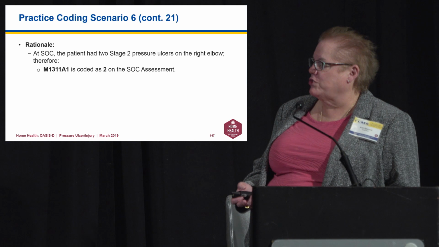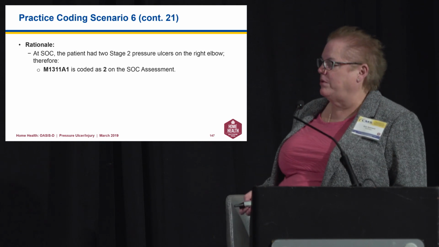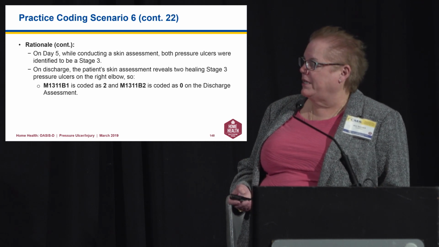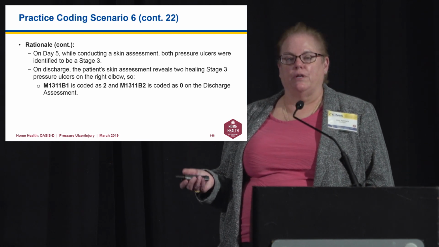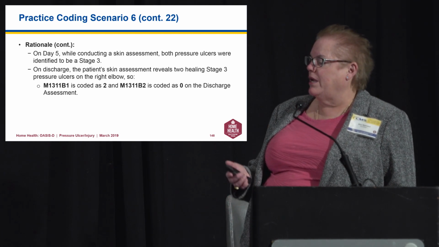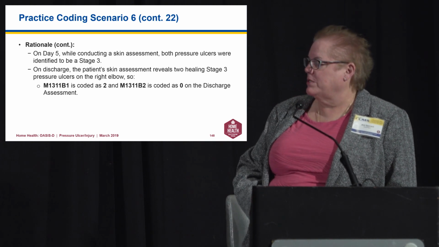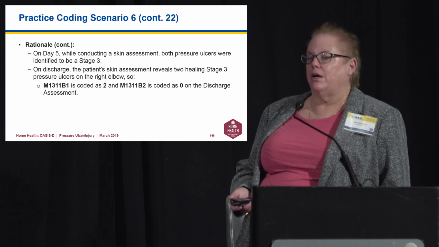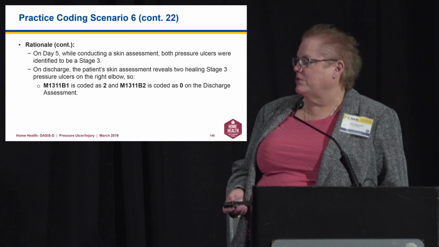All right, so the rationale here that we're talking about, so at the start of care, the patient had 2 stage 2 pressure ulcers on the right elbow. Therefore, M1311A1 would be coded as 2 on the start of care assessment. And then on day 5, while conducting the skin assessment, you noted that both pressure ulcers had deteriorated, now they're stage 3. And then on discharge, they stayed as they were, healing stage 3, but they still were stage 3. So M1311B1 is coded as a 2 on the discharge assessment, and B2 is coded as 0 on the discharge assessment.